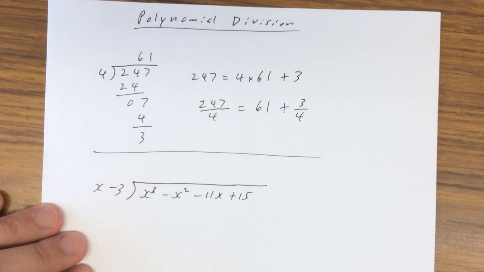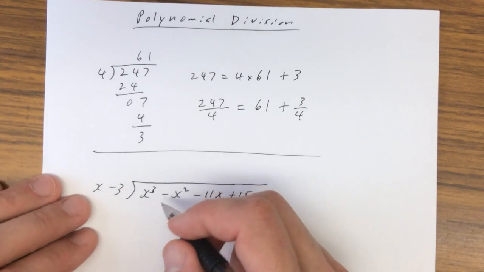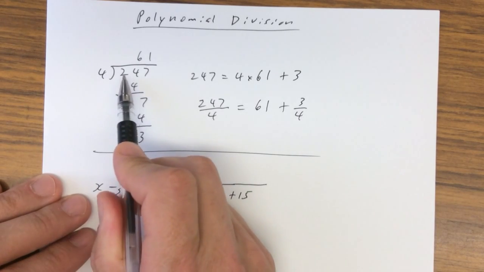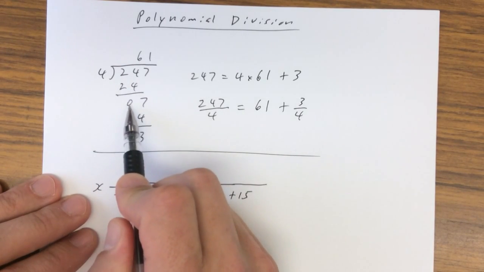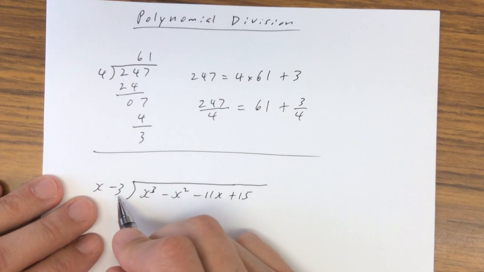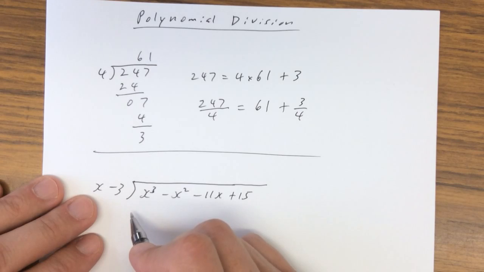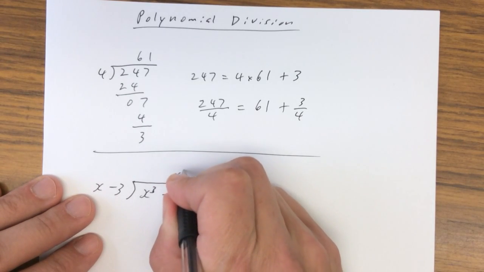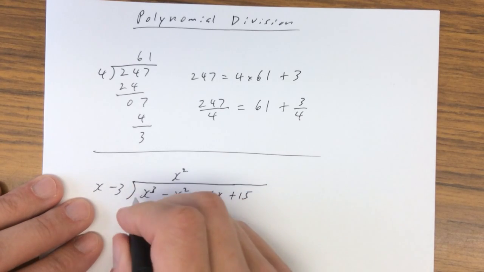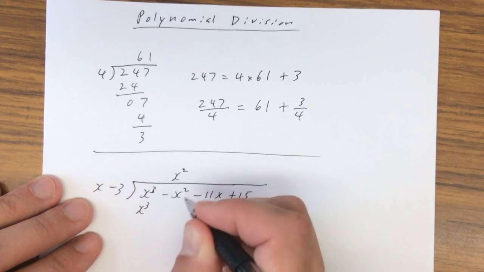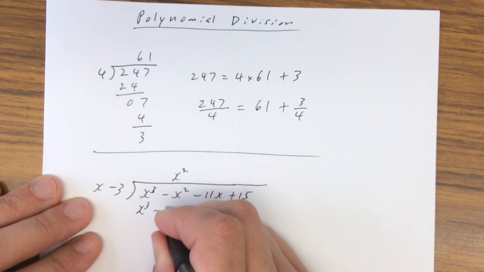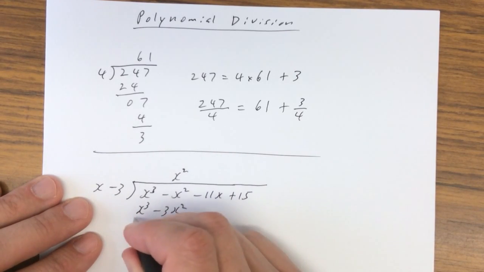So the first thing I want to do is get rid of this x cubed, just like up here when I wanted to get rid of the 24 when I subtracted it. What do I multiply x minus 3 by so I get an x cubed in it? Well, I'm going to use x squared. So x squared times x is x cubed. x squared times negative 3 is minus 3x squared.